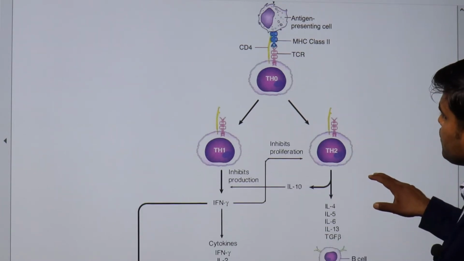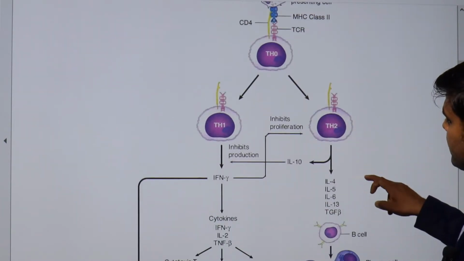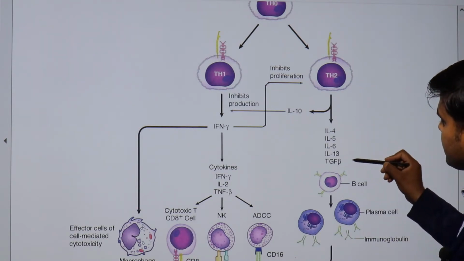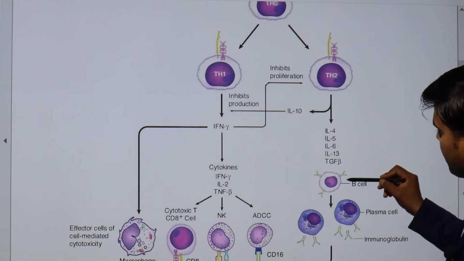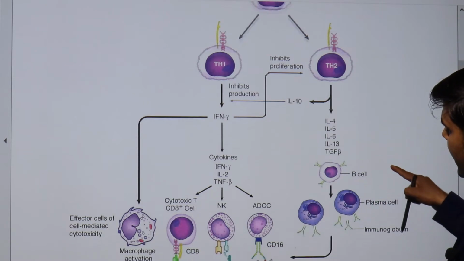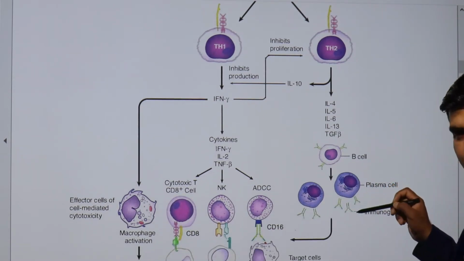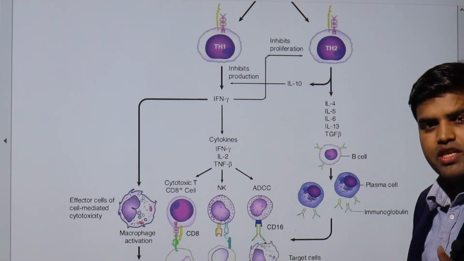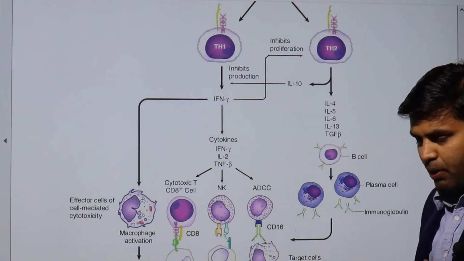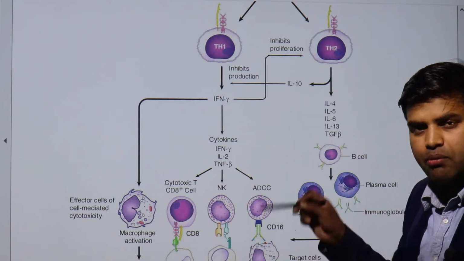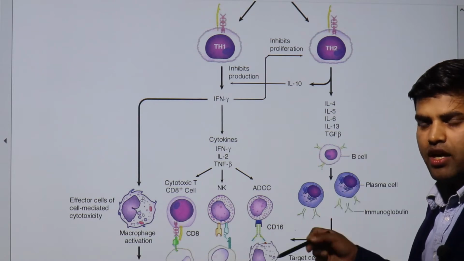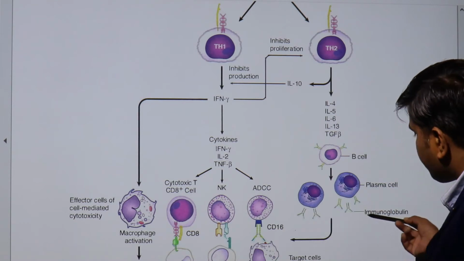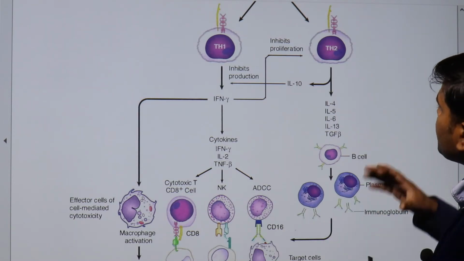In the Th2 arm, cytokines like interleukin 4, 5, 6, 13 and TGF-beta are released. These all help in the conversion of the B cell into the plasma cell and secretion of antibody. This antibody has different functions. We have discussed humoral immunity, where the antibody can neutralize the pathogen, activate complement to form the MAC complex and kill the pathogen, and also help in opsonization of the pathogen and eliminating the infection. That was the function of your Th2 arm, which is humoral immunity.